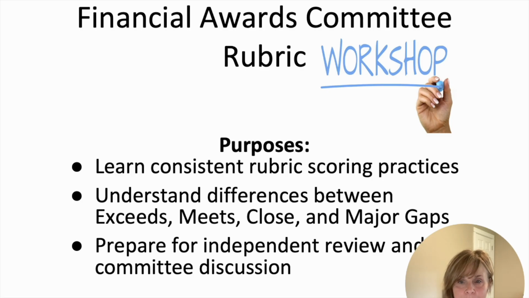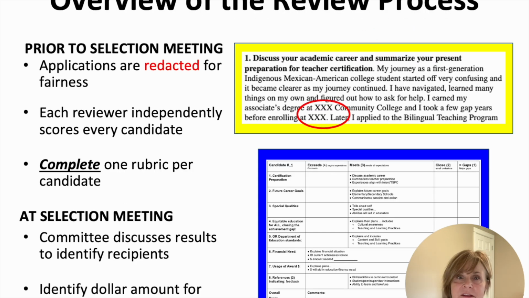The purpose of this is to help you learn consistent rubric scoring practices, to understand the differences between exceeds, meets, close, or major gaps on those rubrics, and then to prepare for individual and independent review and a future committee discussion so that we can actually decide who will be receiving the awards and how much they will be getting. First off, there are some things that you want to do prior to our selection meeting, and then I want to give you some foreshadowing of what we're going to be doing at the selection meeting.